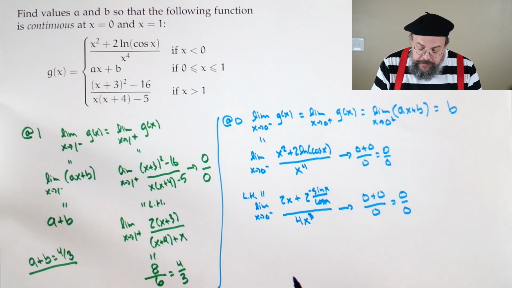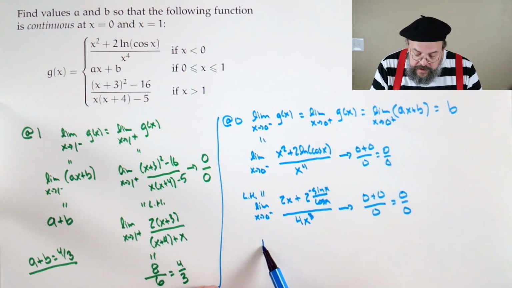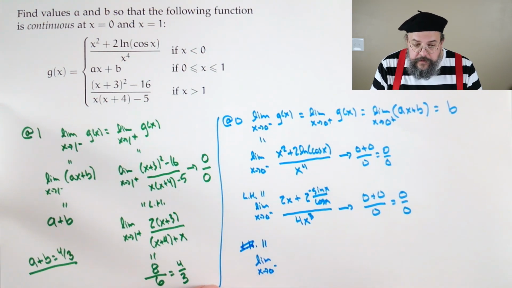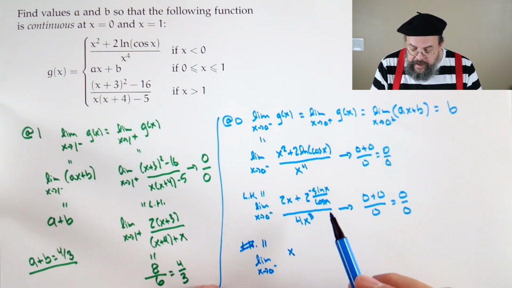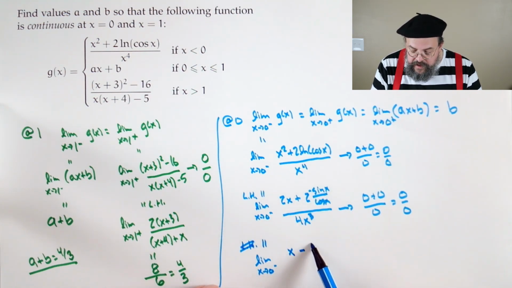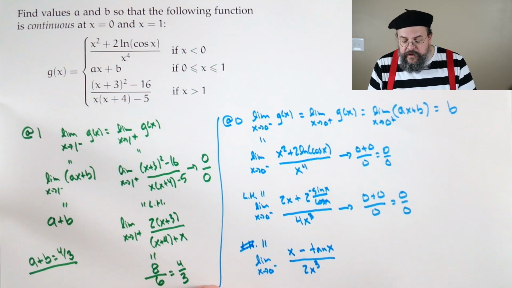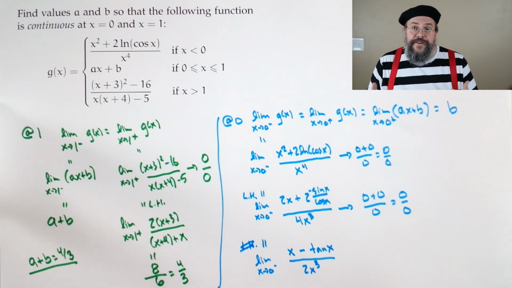Now, it might help us to clean this up a little bit, so let's do that. Not L'Hopital, we're doing cleanup. Limit as x goes to 0 from below. We'll cancel off a 2, so we really have x, and sine over cosine is tangent. So x minus tangent of x, divided by 2x cubed. Again, I canceled the 2 off of every term, and then sine over cosine is tangent. We still have the 0 over 0.